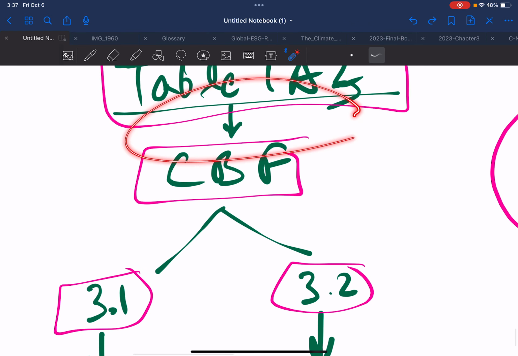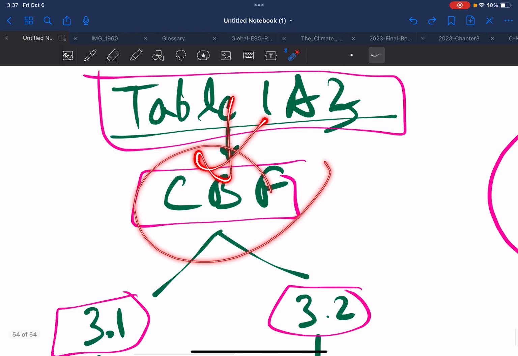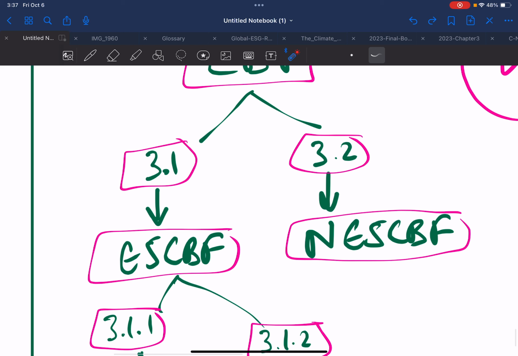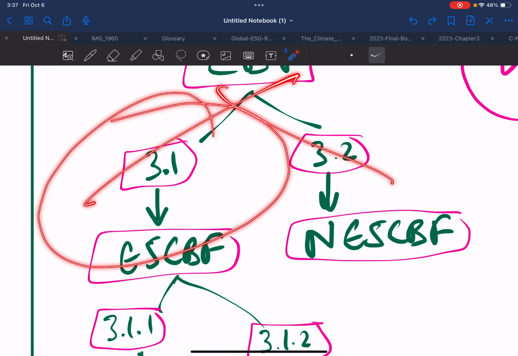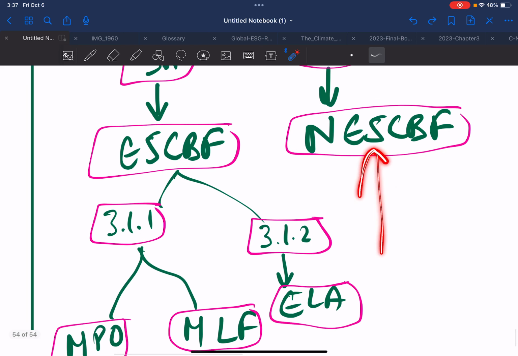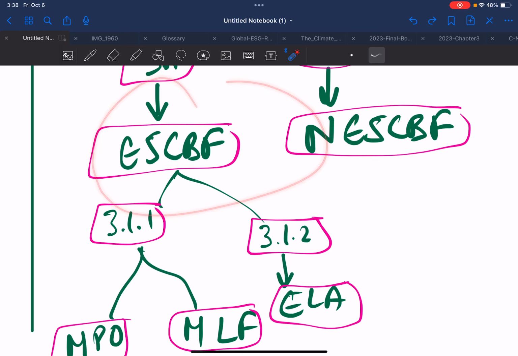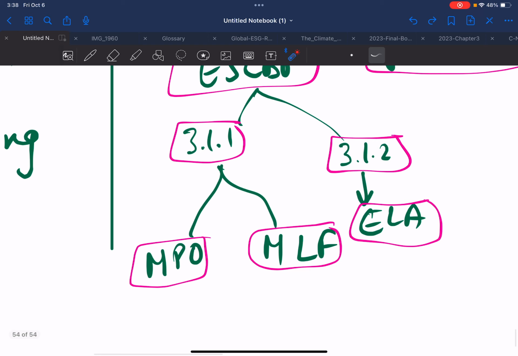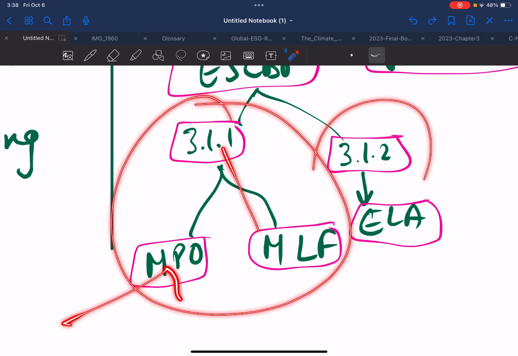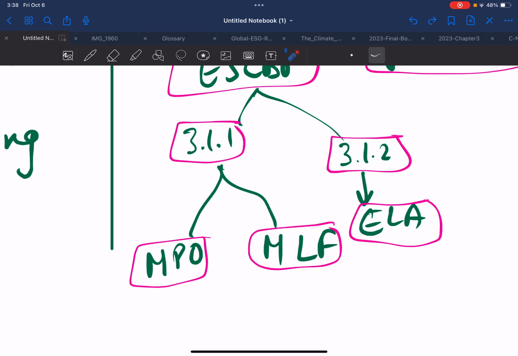Table 1A3 is for CBF. CBF is central bank funding, and central bank funding can be divided into two parts: 3.1 and 3.2. 3.2 is mainly for non-euro system central bank funding, and 3.1 is for euro system central bank funding. In case of euro system central bank funding, we are going to report 3.1.1 and 3.1.2. 3.1.1 is covering two items, MPO and MLF. 3.1.2 is covering ELA. That's it.